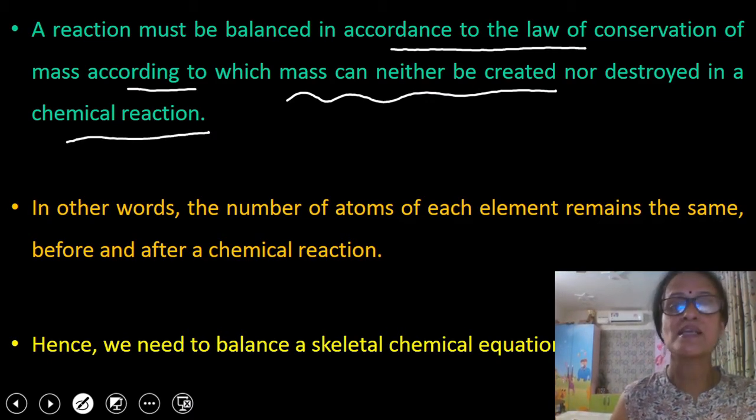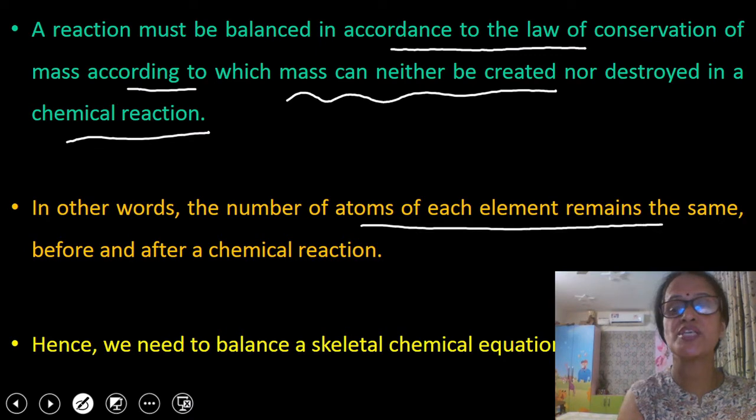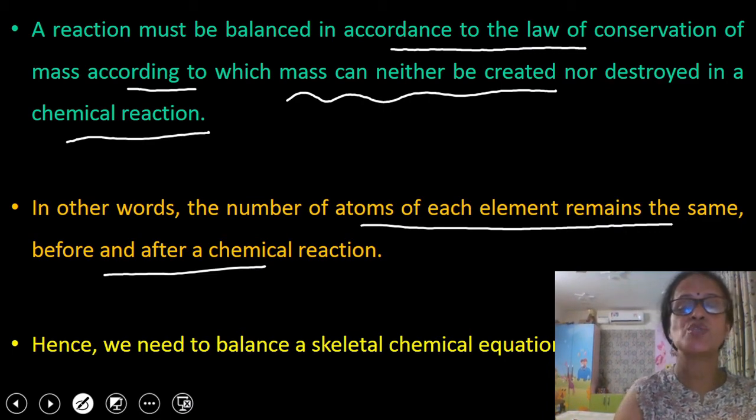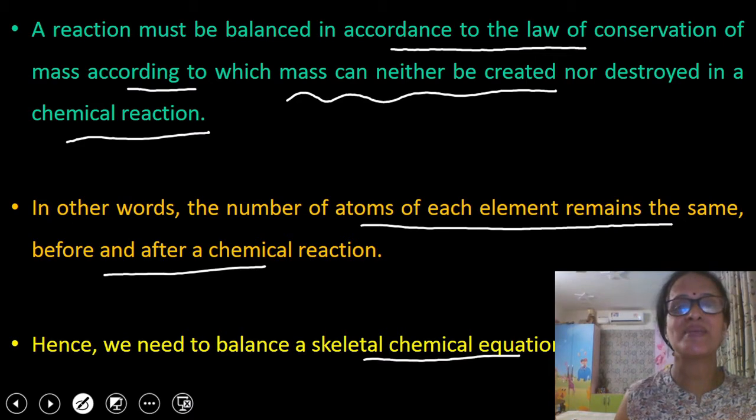So if mass can neither be created nor destroyed in a chemical reaction, it means the number of atoms of each element remains the same before and after a chemical reaction. Hence, it is a must for us to balance a skeletal chemical equation. I hope this point is clear to you.